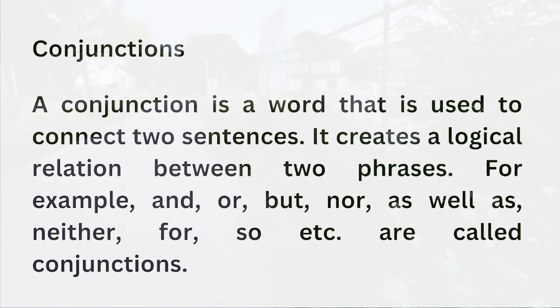Conjunctions. A conjunction is a word that is used to connect two sentences. It creates a logical relation between two phrases. For example, and, or, but, nor, as well as neither, for, so, etc., are called conjunctions.